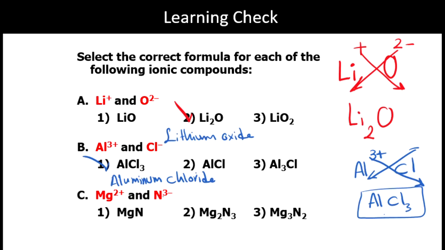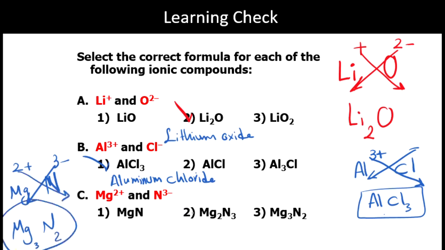How about the next one? Are you able to get this? Mg 2 positive, N 3 negative. Switch them: 3 for magnesium, 2 for nitrogen. Mg3N2. This one, what do you call that? You may call that magnesium nitride.